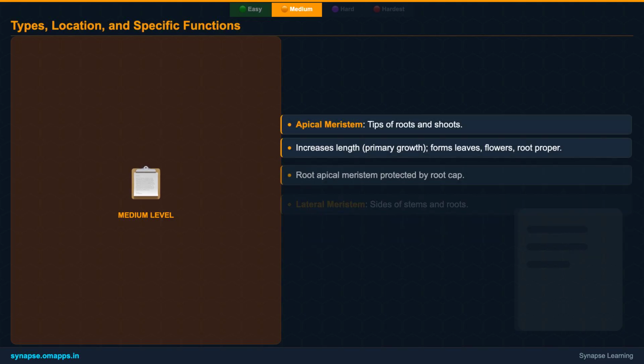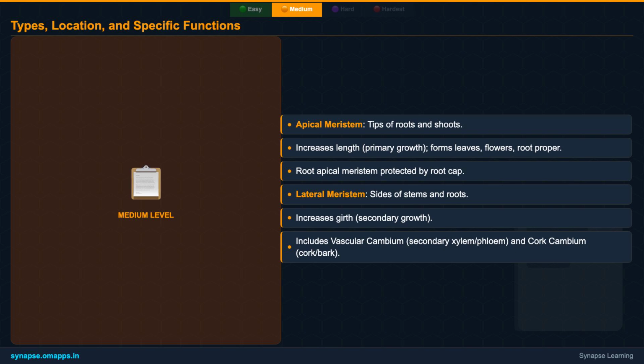Let's refine our understanding of meristem types. Apical meristems, found at the very tips of roots and shoots, are responsible for primary growth, making the plant taller. The shoot apical meristem even forms leaves and flowers, while the root apical meristem is protected by a special root cap. Lateral meristems, like the vascular cambium and cork cambium, are found along the sides and drive secondary growth, increasing the plant's girth and forming wood and bark. Lastly, intercalary meristems, prominent in grasses, are located at the base of leaves and internodes, allowing for rapid regrowth after grazing or cutting, a key adaptation for survival.